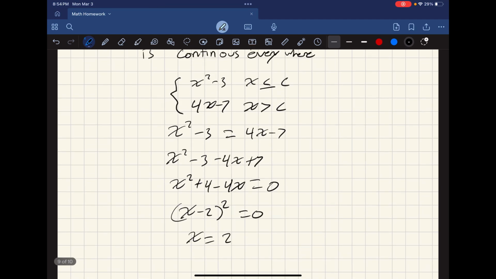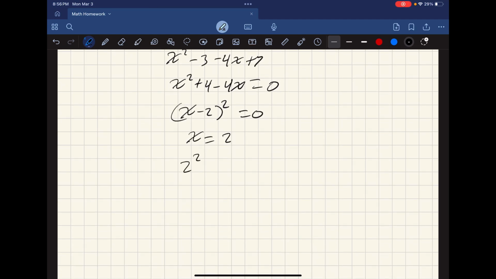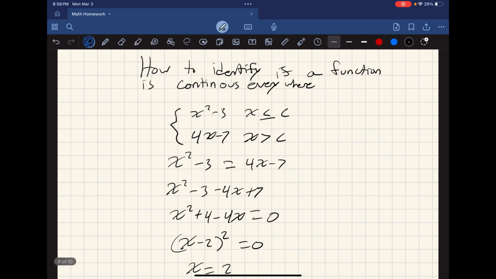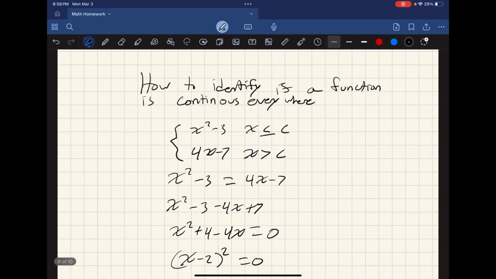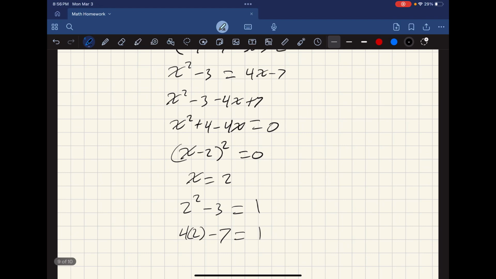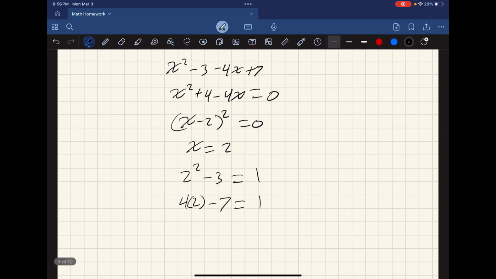So in this case, we'll go ahead and double check our answer as well. 2 squared minus 3 equals 1, and for 4 times 2 minus 7, that is 8 minus 7, which also equals 1. So if we plug 2 in for our x values, it's going to equal the same answer, 1, in both cases. And this tells us that our function is in fact continuous.